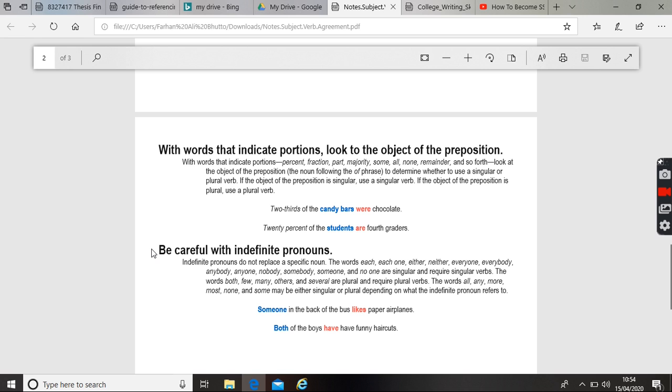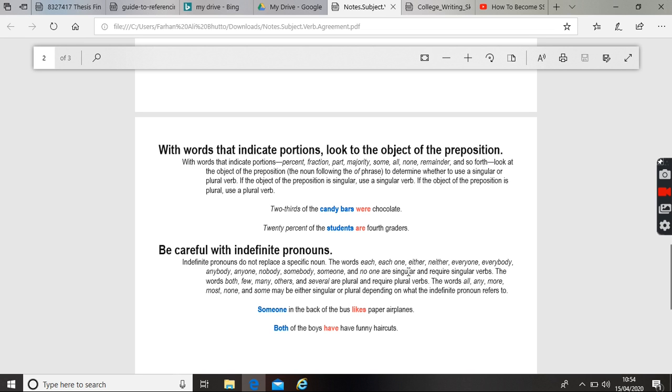And last but not the least, the last rule is be careful with indefinite pronouns. Now when you say indefinite pronouns, there are actually 3 different rules. First, indefinite pronouns do not replace a specific noun. The words each, one, either, neither, everyone, everybody, anybody, anyone, nobody, somebody, someone, and no one are singular and require a singular verb. So with all these indefinite pronouns, we'll use a singular verb.